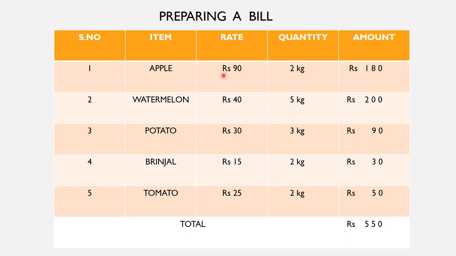So, the price of 1 kg apple is 90 rupees, but they've purchased 2 kgs, so the cost for 2 kg apples is rupees 180. Similarly, for watermelon, 1 kg is at 40 rupees, so 5 kgs will be purchased at 5 into rupees 40, which is rupees 200. Same is the case for the other items as well. So when we add all these numbers, this is the amount that we have to pay to the shopkeeper for purchasing all these vegetables and fruits.